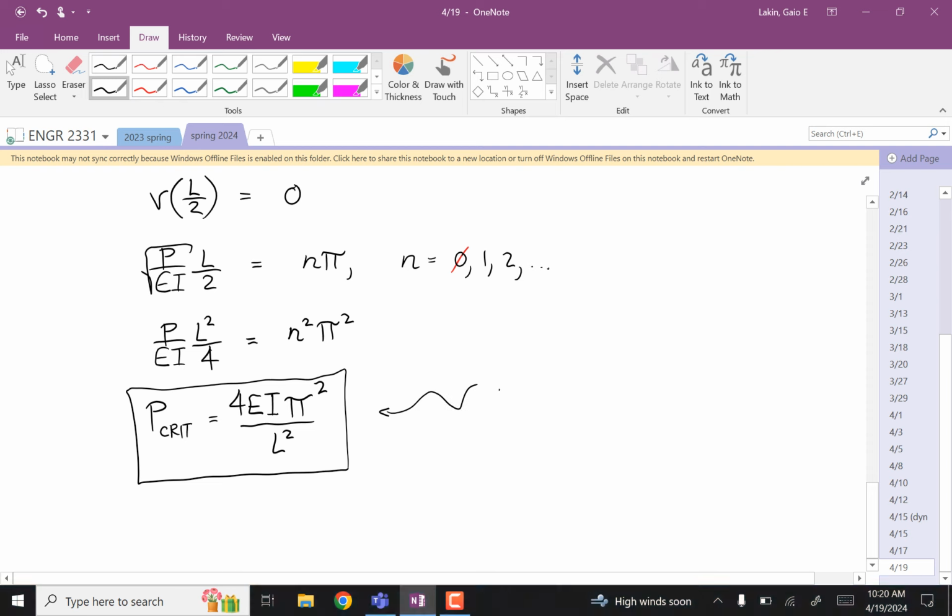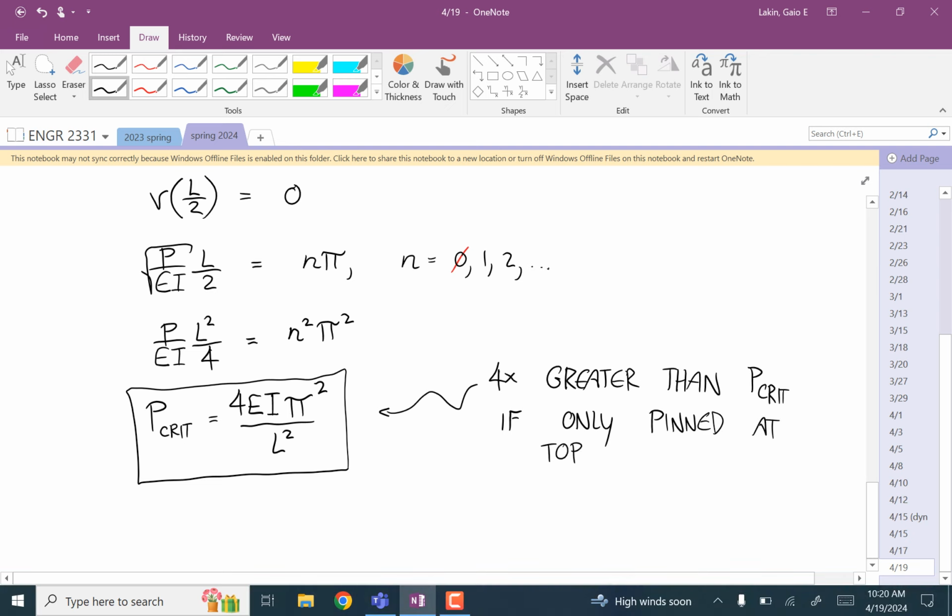So that's 4 times greater than P critical if it's only pinned at the top. Okay?